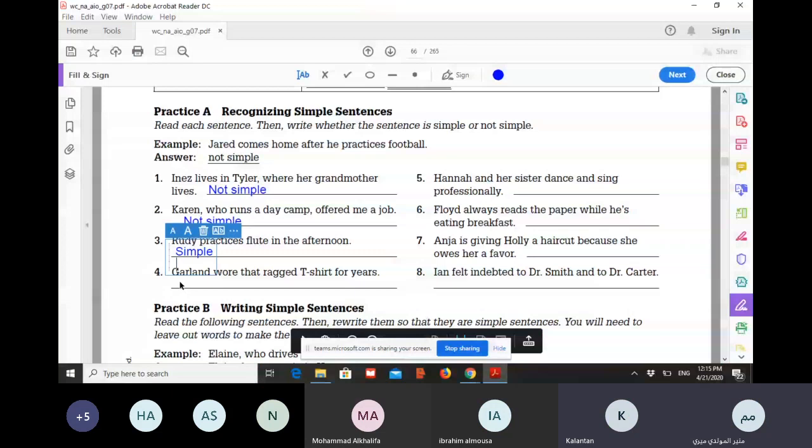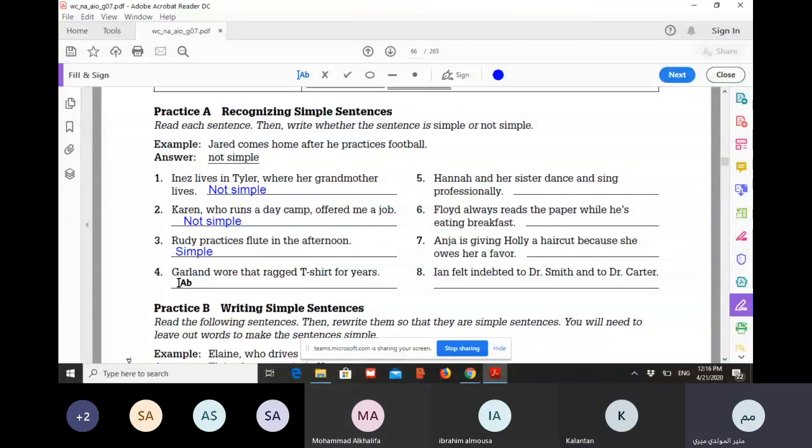Yes. Okay, time is over, but we need to finish. Do you have any class after my period? Yes, we have. Okay, let us do that orally. I'm not going to write anything. So Garland wore that ragged T-shirt for years. Is it simple or not? Is Garland a simple sentence or not? Garland wore that ragged T-shirt for years. We did this one. Yeah, but your classmates said that we did not. Yes, simple. It's simple, very good.